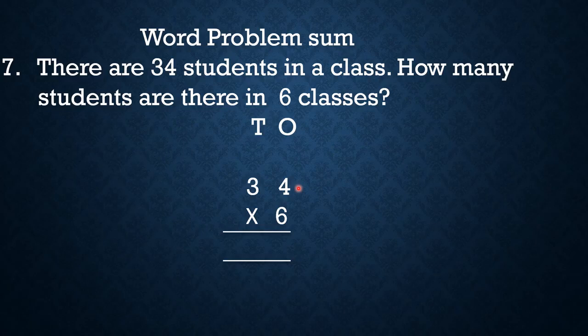So 24 is a 2-digit answer. So we will write 4 here at ones place column and 2 will be carry over at tens place column. Now 6 multiplied by 3 and 6 threes are 18. So 18 plus 2, 19, 20. So we will write 0 here at tens place column and 2 here at hundreds place column. And here we will write H, the place. Okay. So our answer is 204.